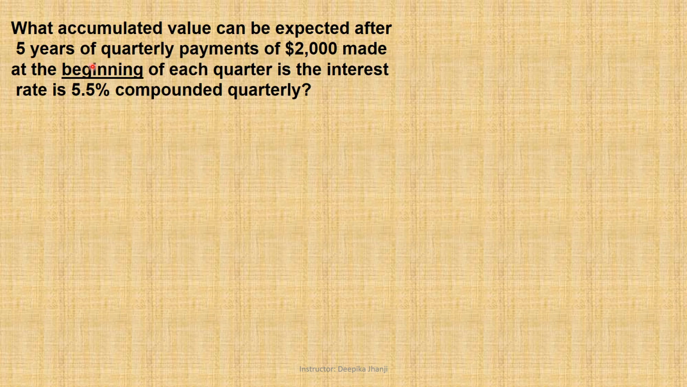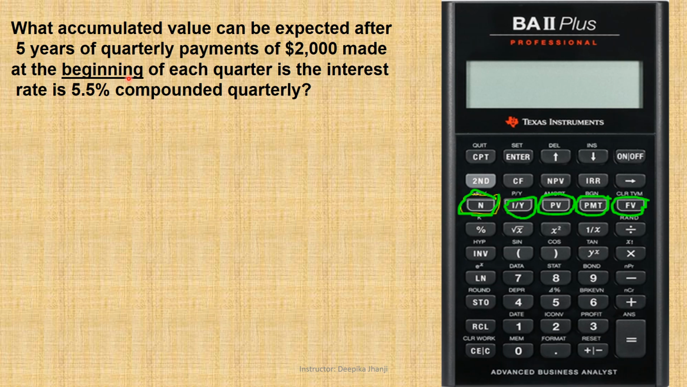My first question is, what accumulated value can be expected after 5 years of quarterly payments of 2000 made at the beginning of each quarter if the interest rate is 5.5% compounded quarterly? Now this is a case of beginning. So this is annuity due. To solve such problems using the calculator, we need to make sure our calculator is at the beginning mode.